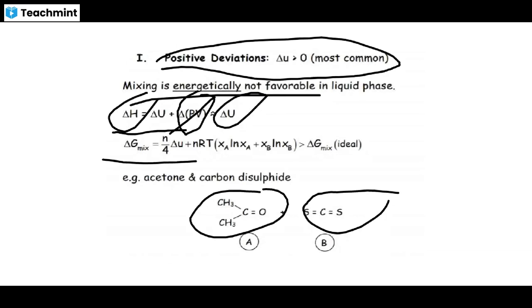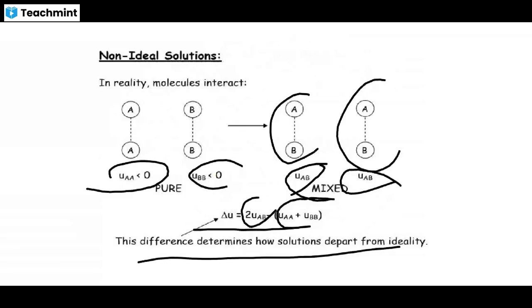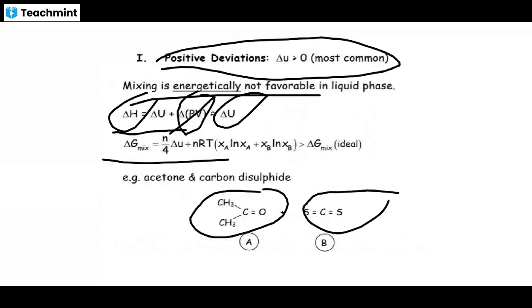Delta G mixing equals nRT (XA ln XA plus XB ln XB). So if you take this relation, delta G is nothing but delta U, and with simple mathematics, from this relation you come to this relation. Here n is the total moles.